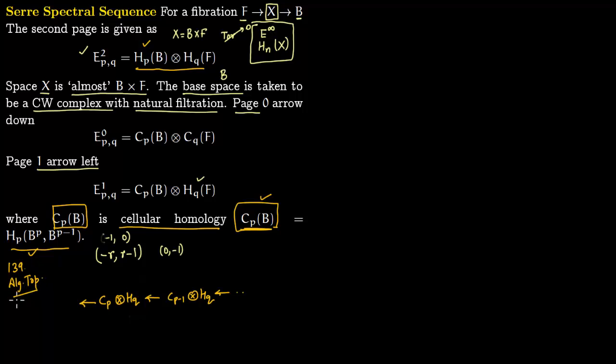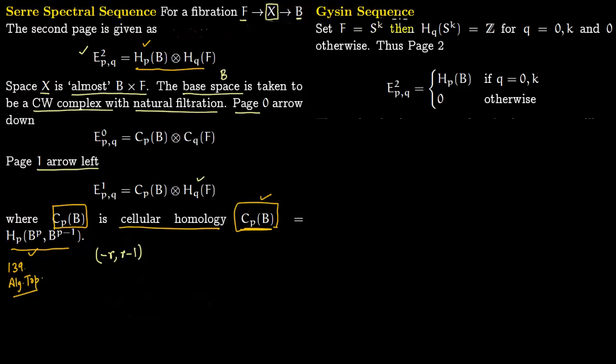So let us now see an application of Serre spectral sequence. Now we talk about the Gysin sequence. So now we take the fiber as S^k. If you take it as S^k, then you know H_Q of S^k is the integers only for Q equals 0 or k, and otherwise it is 0. So this H_Q of F now becomes H_Q of S^k. This is integers only for 0 and k. So if you just put integers here, your tensor with integers, you will just get H_P of B, and otherwise it is 0.